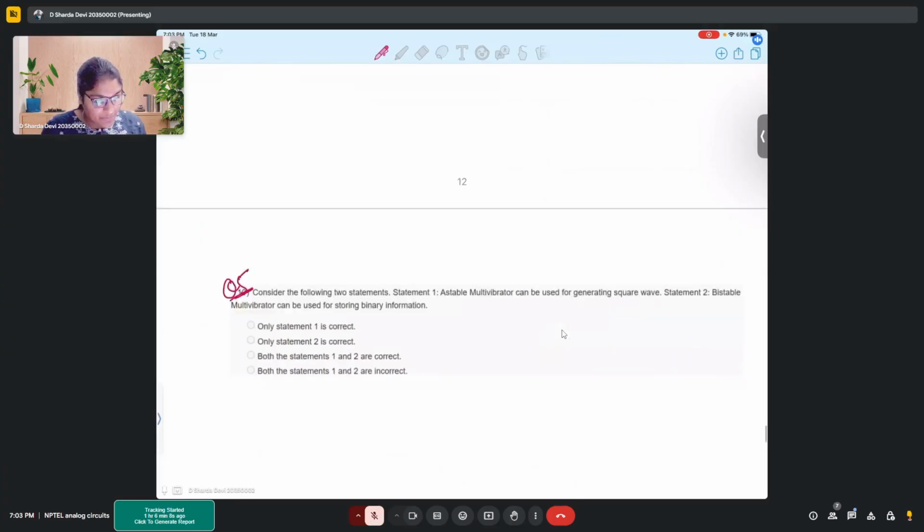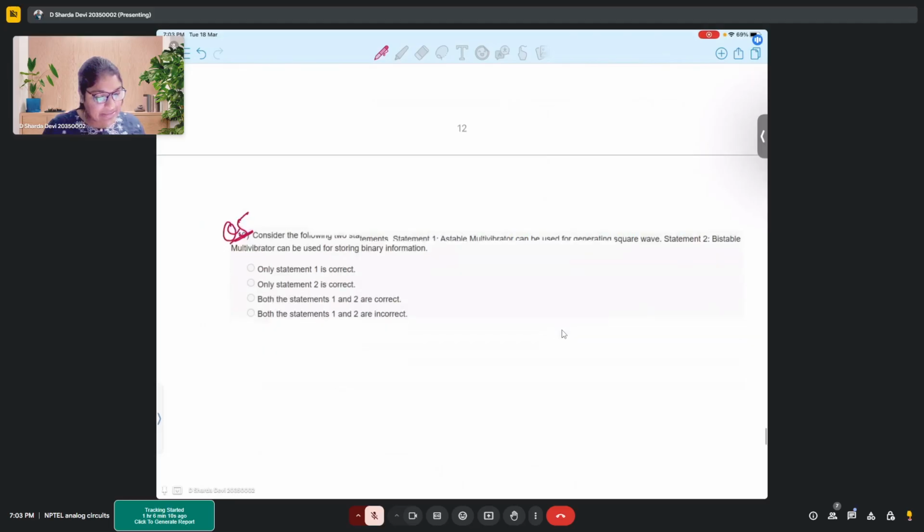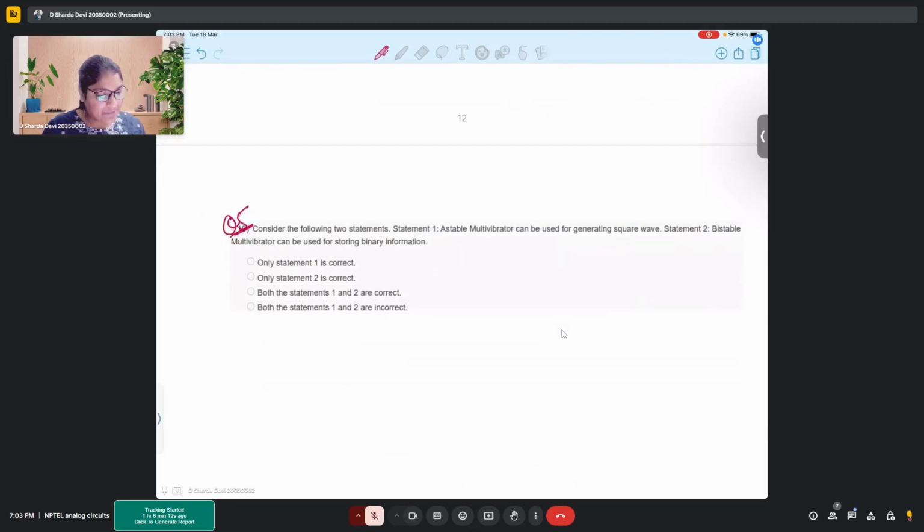So in this problem, it is asked that consider the following two statements. Statement 1 is astable multivibrator can be used for generating square waves, and statement 2 is bistable multivibrator can be used for storing binary information. So which of these is true? Only statement 1 is correct, statement 2 is correct, both 1 and 2 are correct, both 1 and 2 are incorrect.